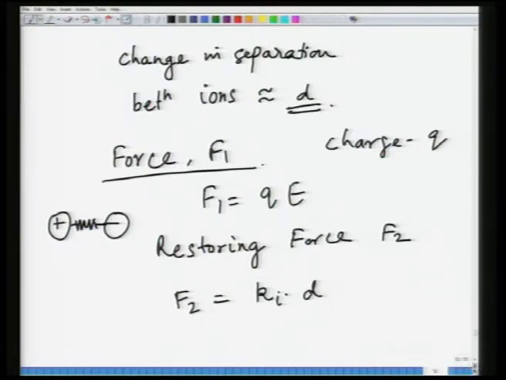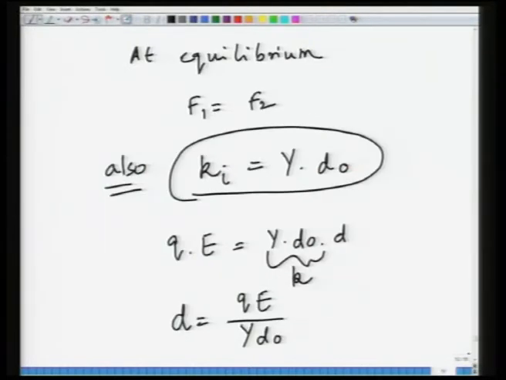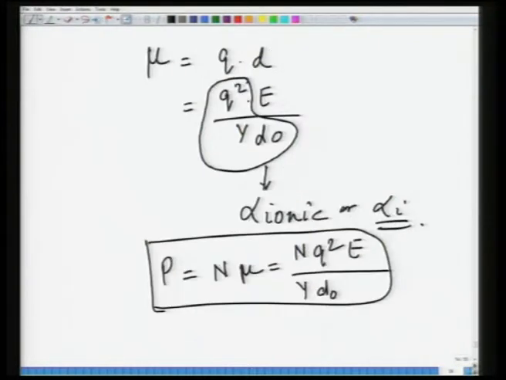Again we did the force balance. The force due to electric field is QE, and the restoring force is KD, if you consider the bond between the ions as a spring. Based on that, we found the displacement D, which is given as QE divided by Y D naught, and from this you can work out the dipole moment, and this gives you the ionic polarizability, alpha ionic, which is Q square divided by Y D naught.